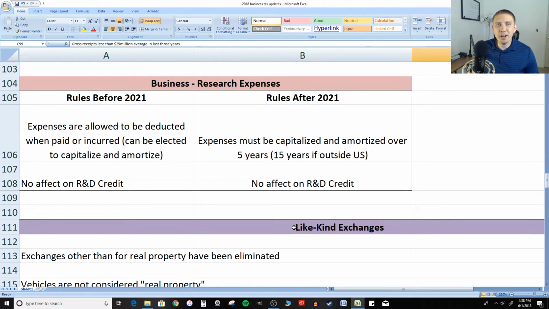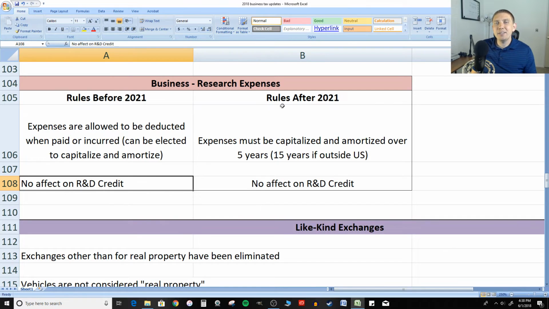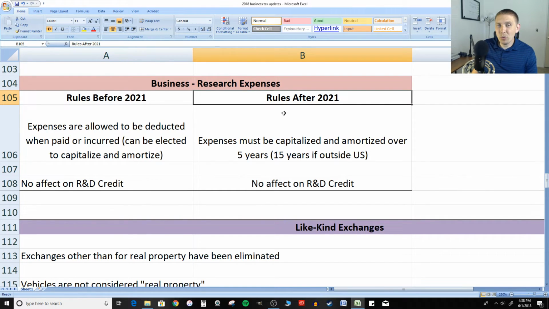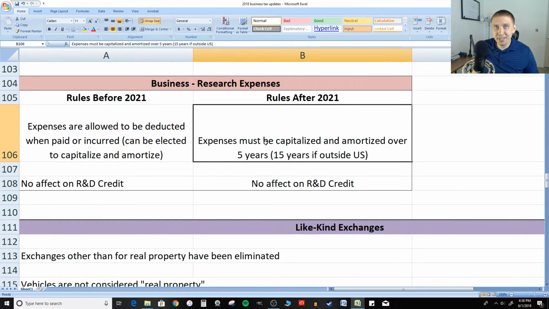There's a lot of debate going on in this one. So rules before 2021: expenses are allowed to be deducted when paid or incurred, or can be elected to capitalize and amortize. This should not affect their R&D credit. Now, rules starting after 2021: expenses must be capitalized and amortized over 5 years, 15 years if outside of the U.S. It's supposed to have no effect on the R&D credit, but we'll wait and see what happens with that. So after 2021, basically with research expenses, you have to capitalize them over at least 5 years.